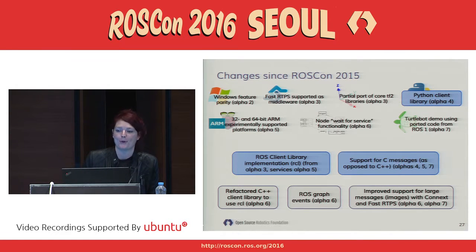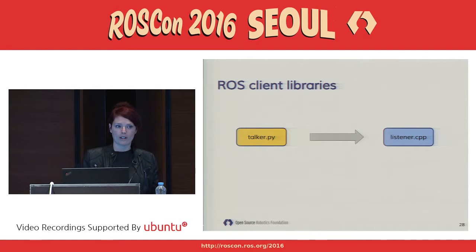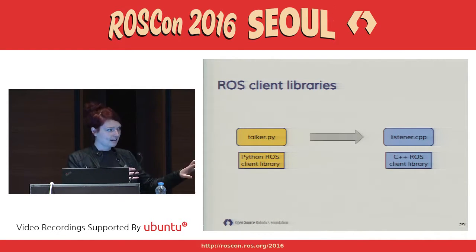Moving on to the Python client library, which is something that we know that people were looking forward to in ROS2. Like in ROS1, you can have nodes in ROS2 that are written in different programming languages, and they're able to speak to each other. And how each node is implemented is through a ROS client library that is in the respective language.